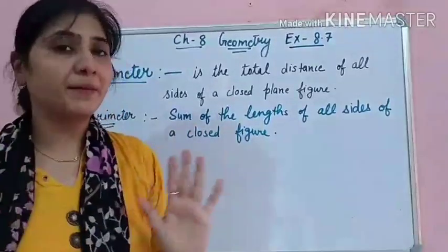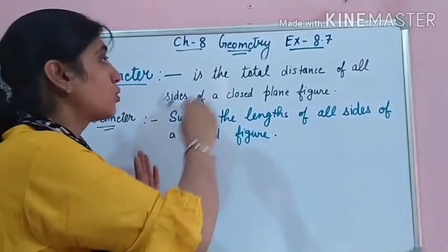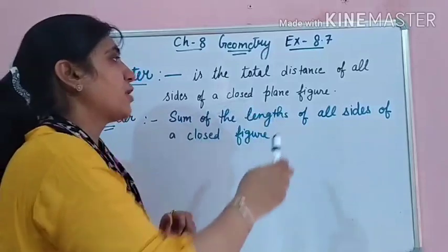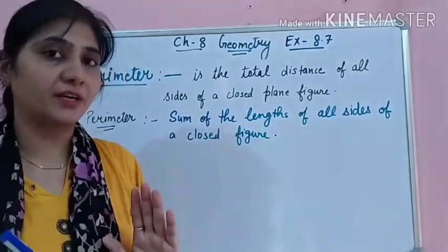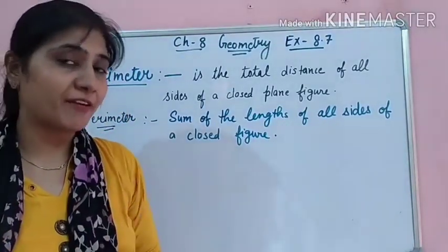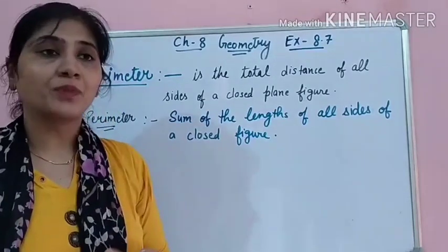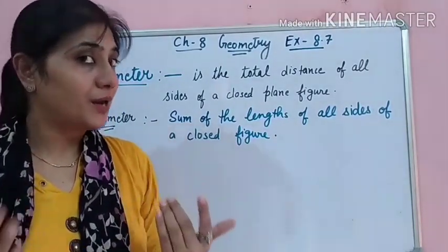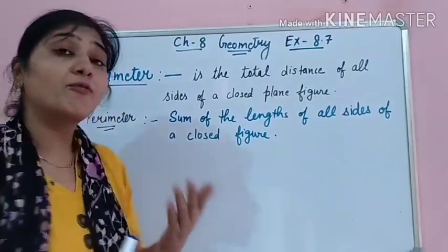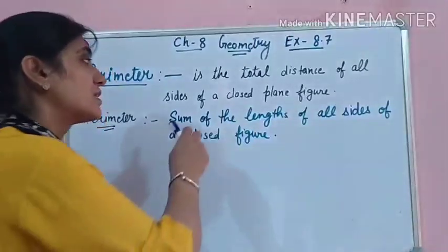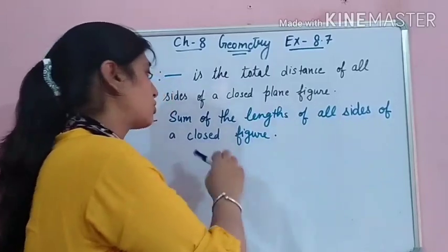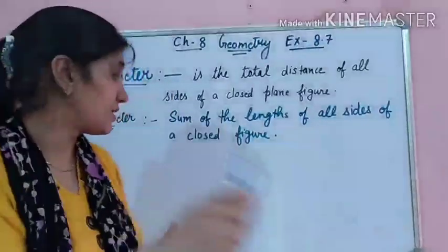Perimeter means the total distance around all sides of a closed plane figure. Plane figure means flat figure. Flat figure means 2D figures, or you can say polygon or rectilinear figures. How can we find the perimeter? The sum of lengths of all sides of a closed figure. See how?